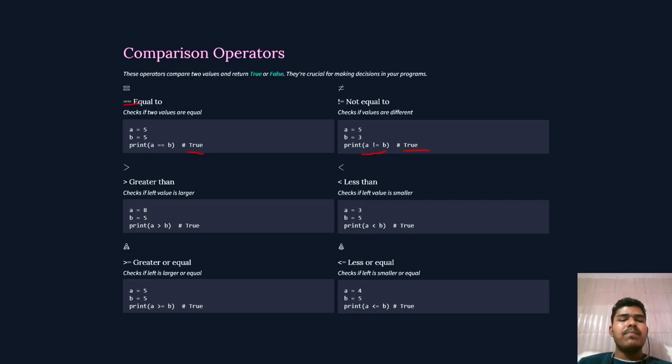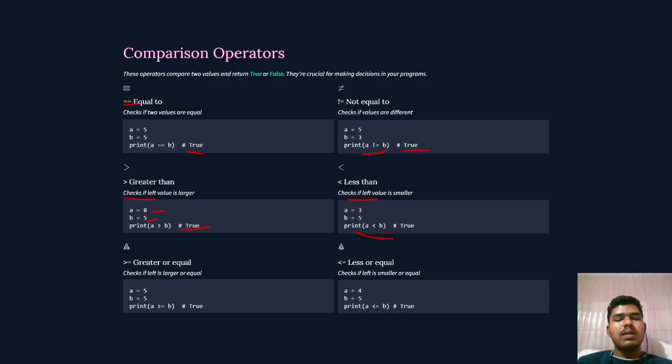And third one is greater than, checks if left value is larger, means a is equal to 8 and b is equal to 5, then print a is greater than b, the condition is true, means a value is 8 and b value is 5, the condition is always true. And fourth one is less than, checks if left value is smaller, a is equal to 3 and b is equal to 5, then print a is less than b, the condition is true, because it fulfills the conditions.